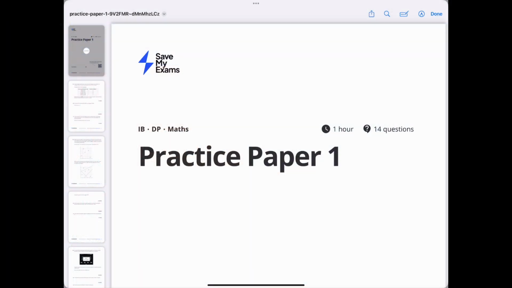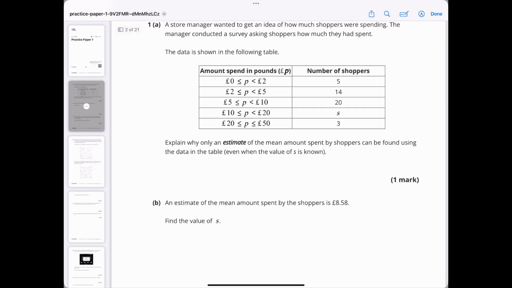And today we're looking at a practice paper for the IB, and this is a standard paper as opposed to a really hard one. So a store manager wanted to get an idea of how much shoppers were spending. The manager conducted a survey asking shoppers how much they had spent, and the data is shown on the following table. Explain why only an estimate of the mean amount spent by the shoppers can be used in the data of the table, even when the value of S is known.